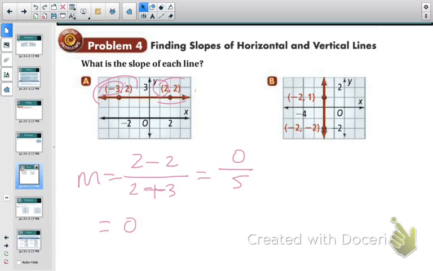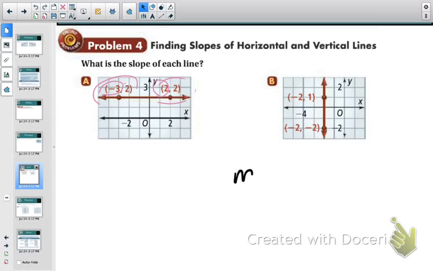Okay, so when you think about this, this is a horizontal line. A horizontal line has no slope. It's just flat, so the slope is 0. It's not positive, it's not negative, it's a flat line, so it's a 0 slope. So a horizontal line always has a 0 slope. Now, if you think about this vertical line here, that's very steep. It's infinitely steep. It's not flat, so it's not going to be 0.